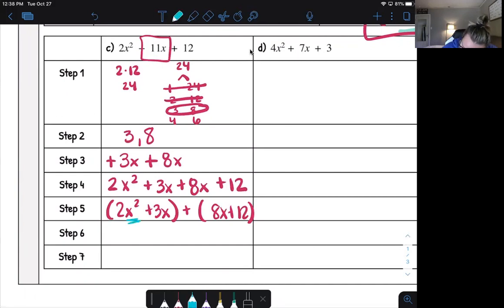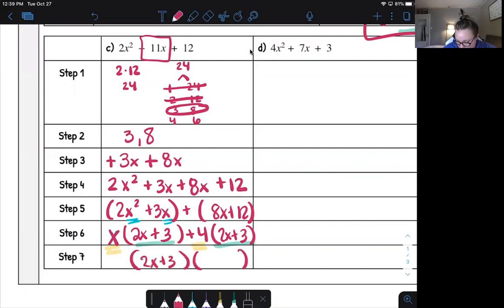So 2x squared and 3x only have an x in common. X times 2x would be 2x squared, and then x times 3 would get us that 3x. 8x and 12, sorry, have a 4 in common. And then it would be 2x plus 3, because 4 times 2x is 8x, and 4 times 3 is 12. So now we see that our parentheses match. So what matches goes in one factor, 2x plus 3, and then what's left goes in the other, x plus 4.